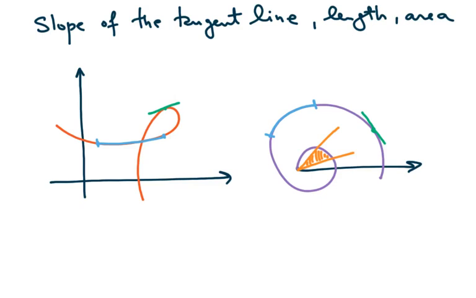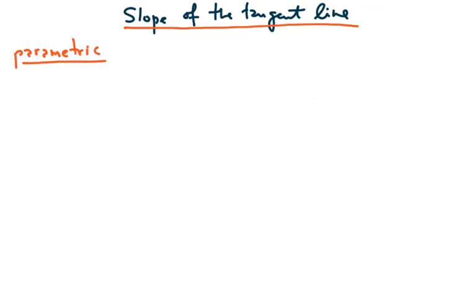So we should be able to calculate then these three things. I mean, the slope of the tangent line, the length, and the area between two angles. Well, to calculate the slope of the tangent line, if the curve is given in parametrics, that is an x that actually depends on the parameter t, and the y that depends on the parameter t, we are interested in knowing how much is here the derivative of y respect to x.